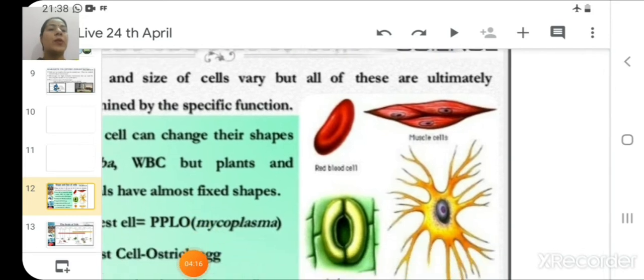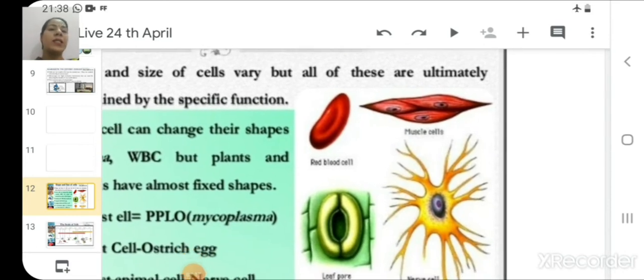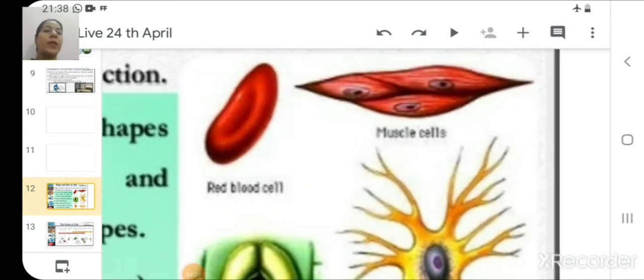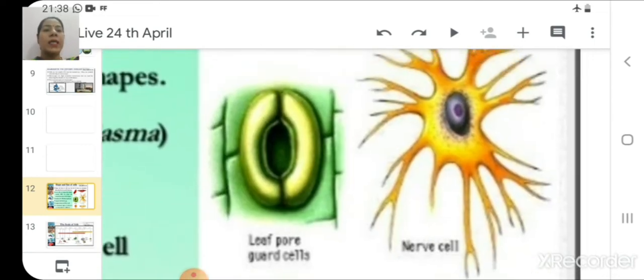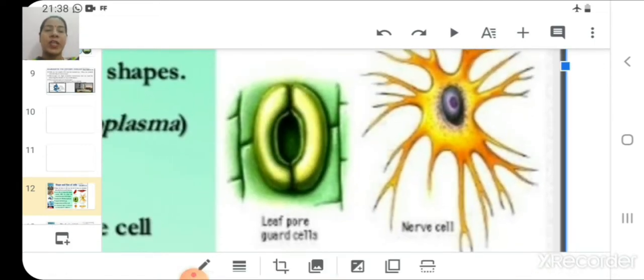Here in this slide you can see different types of cells. Red blood cell is shown here, which has a biconcave structure. Muscle cells are there, which have tapering or narrow ends, and you can see that it has a remarkable shape, broadened in the center. These are spindle shaped, and these spindle shapes are present in the muscles. Then you can see leaf pore guard cells which have kidney bean shape.